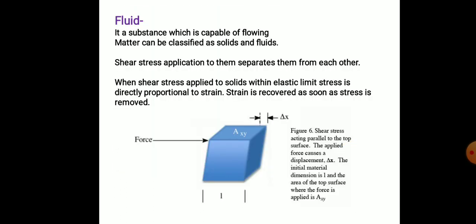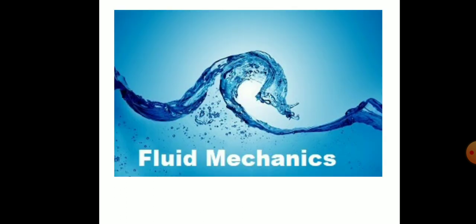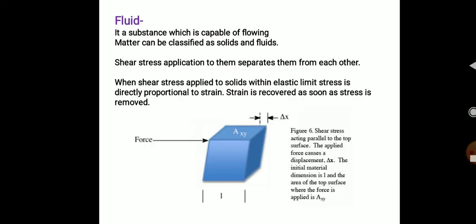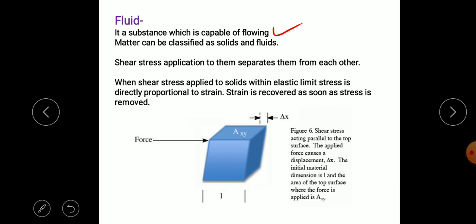Before starting, we should know what a fluid is. We learn that substances are of two types: solids, and second, what we are considering here as fluids. Fluids are those that are able to flow. So a fluid is a substance capable of flowing. So these matters or substances we can consider as two types, solids and fluids.